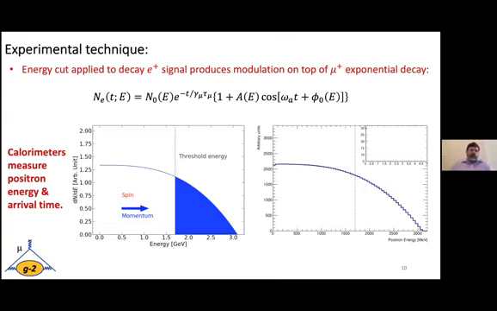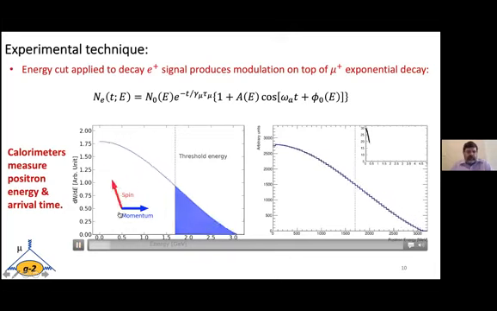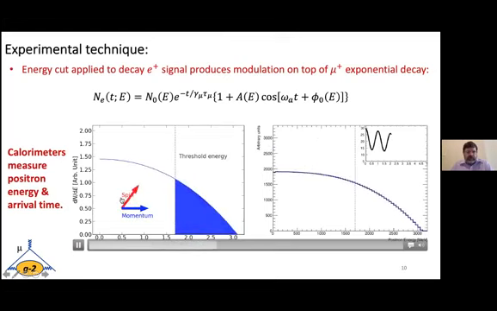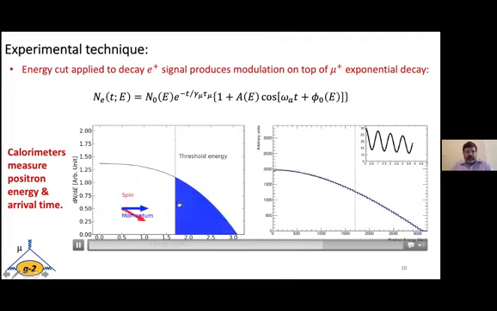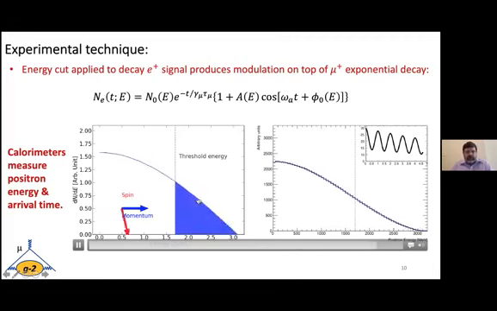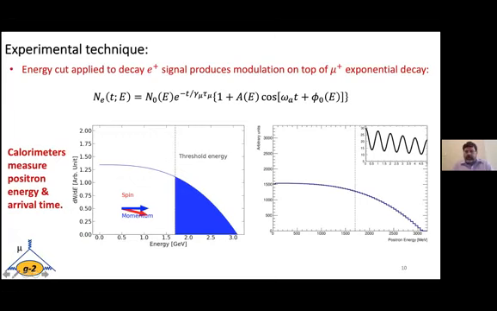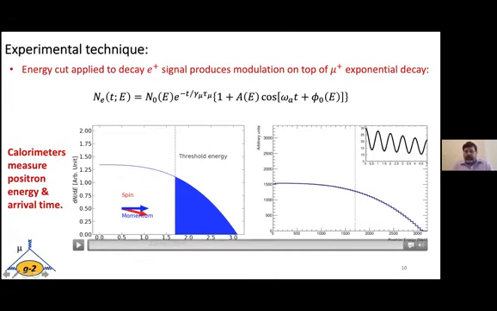And so basically we end up measuring boosted decay positron energies. If you look at this little movie here, what ends up happening is the relative orientation of the muon spin relative to the lab frame momentum of the muon ends up producing a variation in the energy spectrum of the decay positrons. And so if you apply an energy cut to the decay positron data, you end up seeing this modulation on top of the expected exponential decay of the muons.